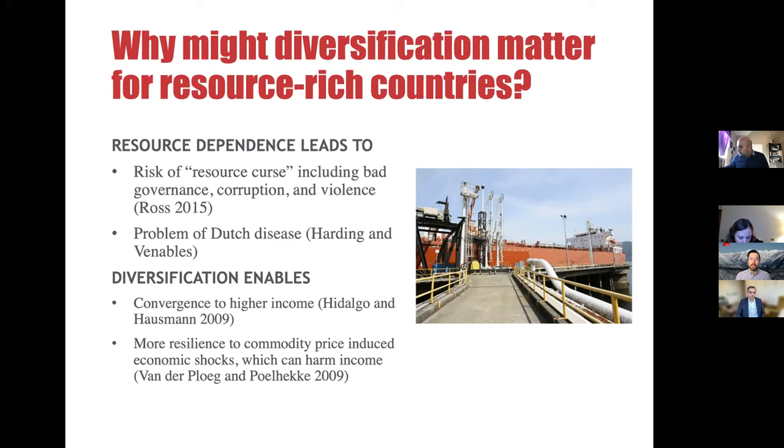A second problem of resource dependence is the problem of Dutch disease, where the resources push out the competitiveness of other manufactured and potentially service exports. Now, diversification, in addition to solving these challenges, has been found to enable convergence to higher income. Cesar Hidalgo and Ricardo Hausmann, who studied economic complexity and wrote about the monkeys and the trees, found that countries that were more diversified and that exported to wealthier countries themselves converged to higher incomes. And diversification can also enable, not surprisingly, more resilience to commodity price shocks, which can make the economies less volatile and also lead to higher income.